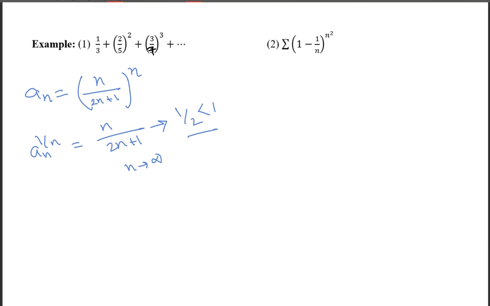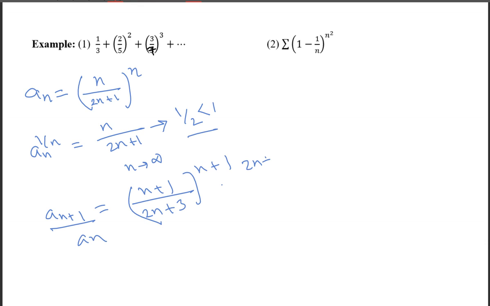But if you apply D'Alembert's ratio test, an plus 1 will be n plus 1 by 2n plus 3, to the power n plus 1. So an plus 1 by an will involve 2n plus 1 by n, to the power n. If you're able to find this limit, no problem, you can find it easily. Otherwise, the D'Alembert's ratio test you can apply.